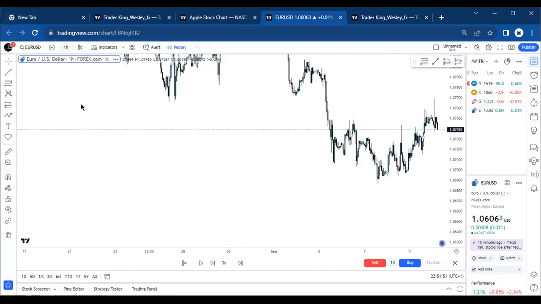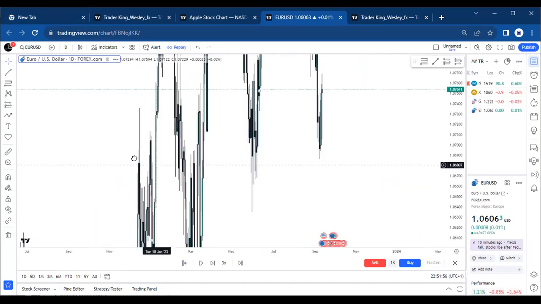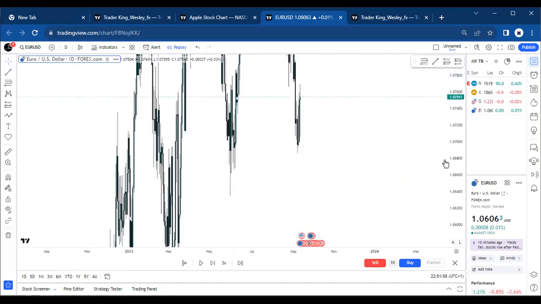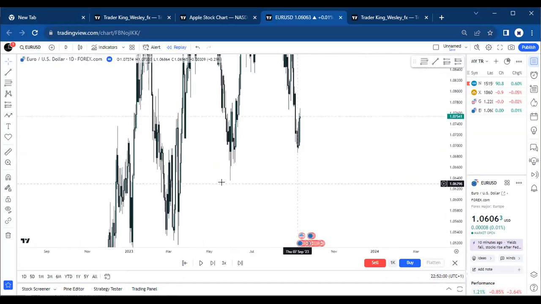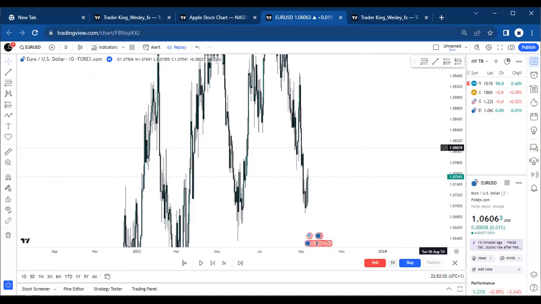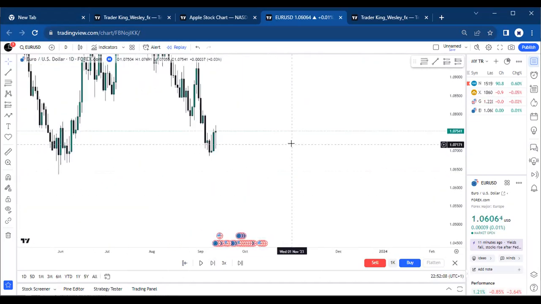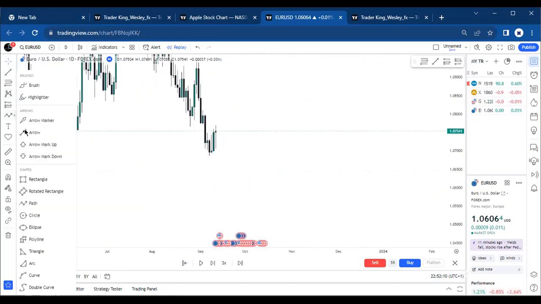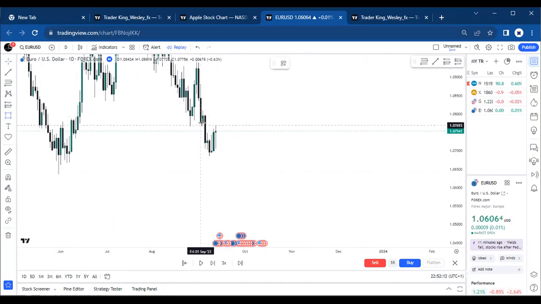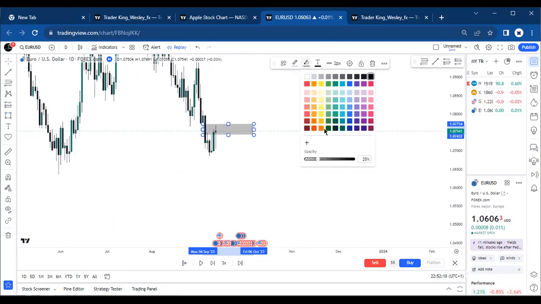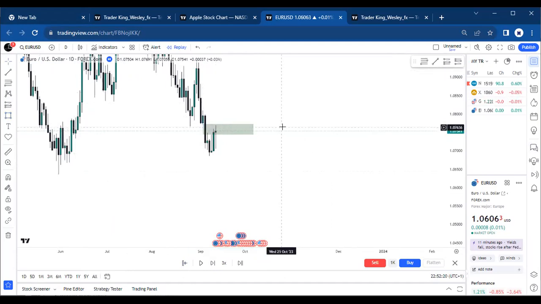So let's start from the daily. Let's see what the daily has for us here. Now from the daily, we can see something amazing. On the daily, we can see that price clearly did what? Price tapped into a fair value gap.